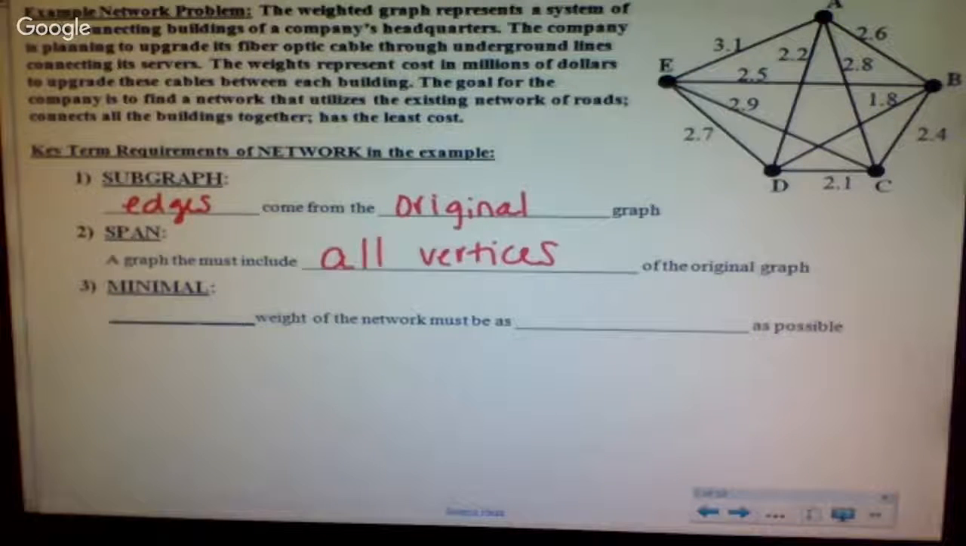And finally, for it to be minimal, that means your total weight must be as small as possible. Just like we did the cheapest link algorithm and the repetitive nearest neighbor, you're looking for the smallest way possible to do this. Questions?